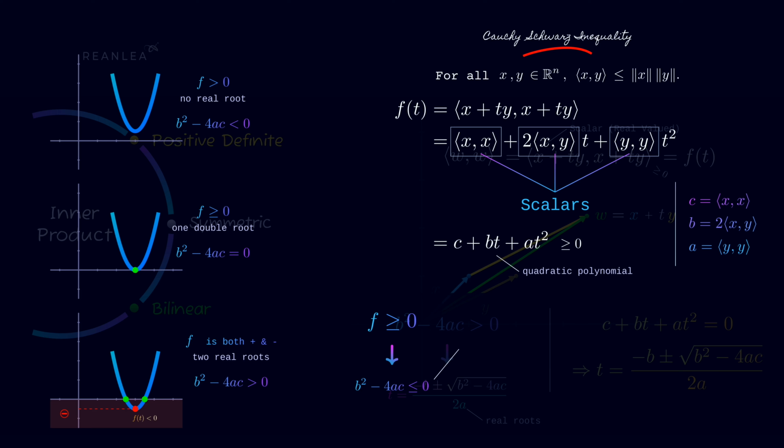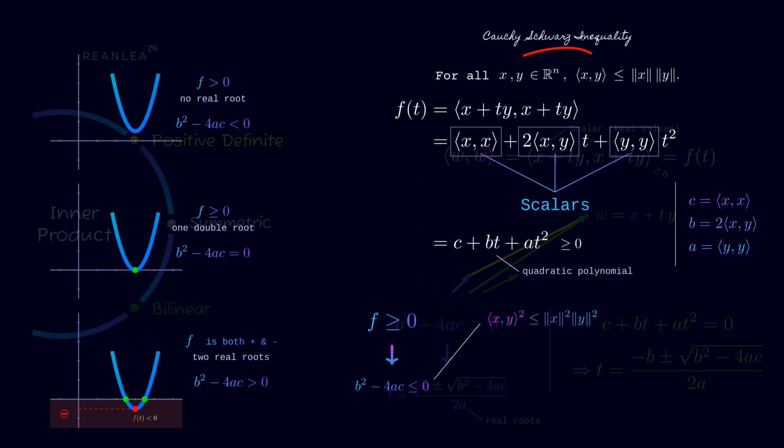And from this, we can conclude 2 times the inner product of x and y, squared, minus 4 times the inner product of x with itself times the inner product of y with itself is less than or equal to 0. And this implies the inner product of x and y, squared, is less than or equal to norm x square times norm y square.